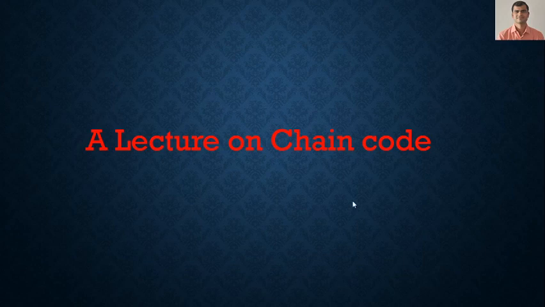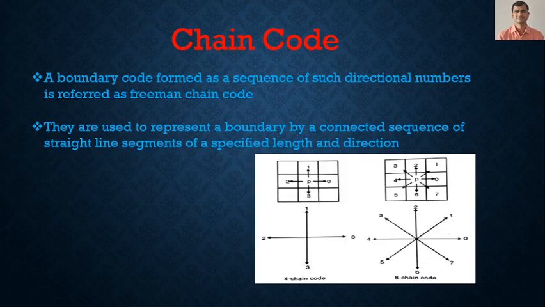Hello friends, today we'll see a lecture on chain code. So chain code means what? A boundary code which is formed by a sequence such as directional number, that is referred to as chain code, and that chain code is also known as Freeman chain code.